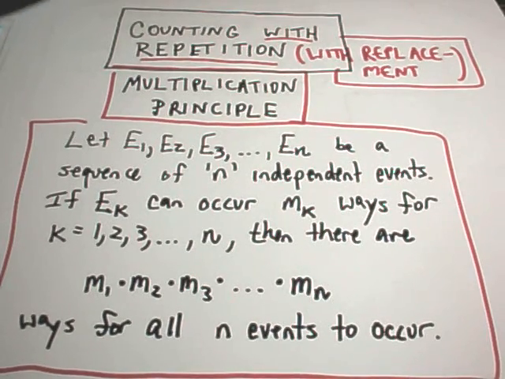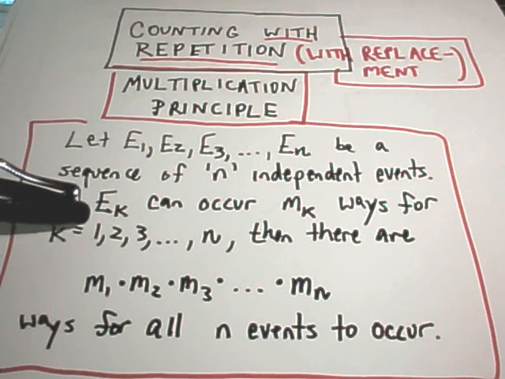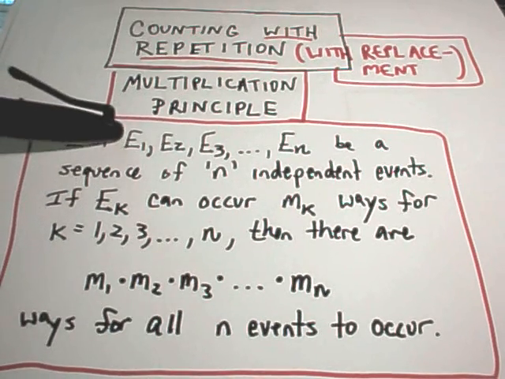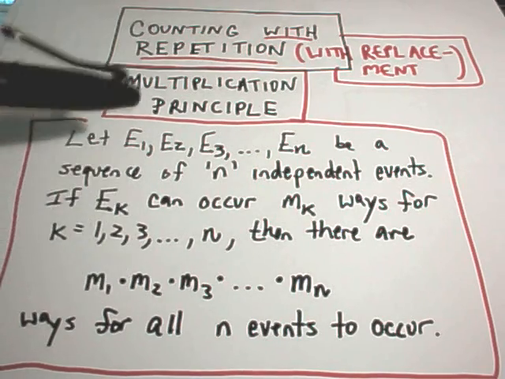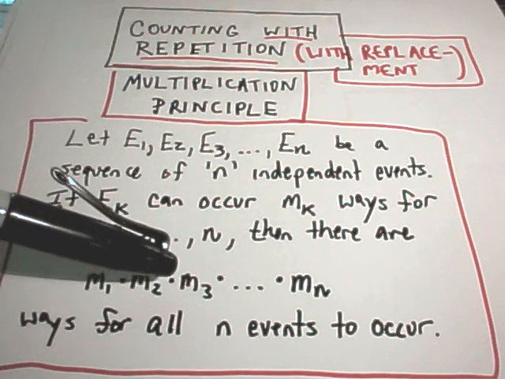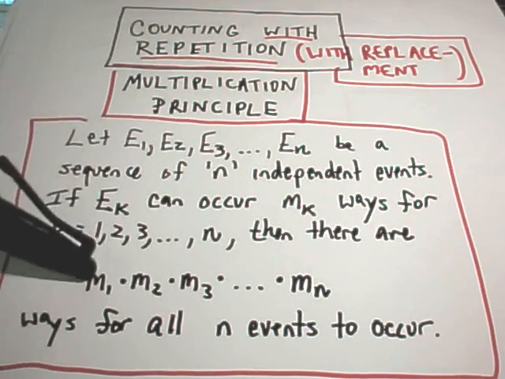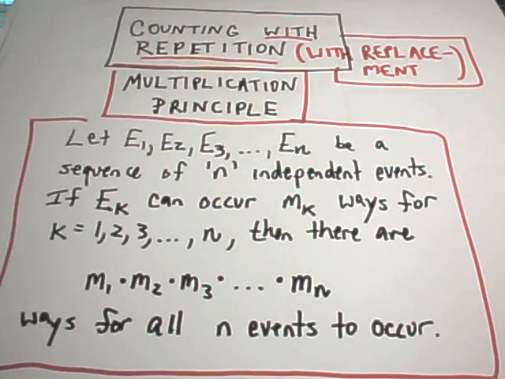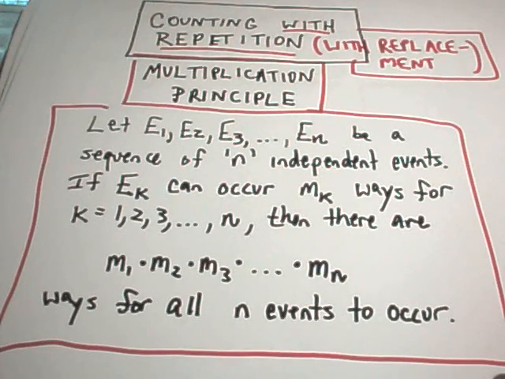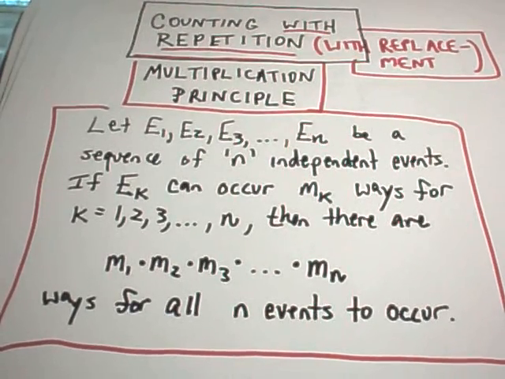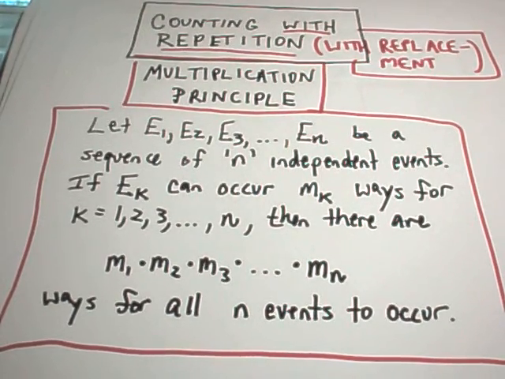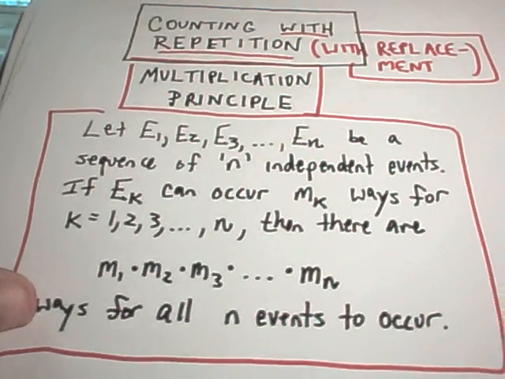Okay, it says basically if each event can happen in a certain number of ways, suppose E1 can happen in M1 ways, E2 can happen in M2 ways, E3 can happen in M3 ways, etc. If you multiply the number of ways that each event can happen, that's going to be the total number of ways for all n events to occur. That sounds a little more confusing than what it is. So let's do a couple examples to maybe make some sense out of it.